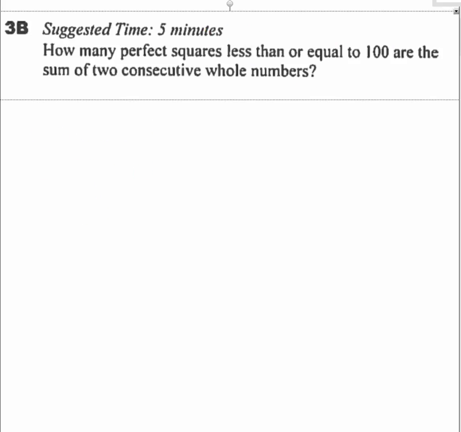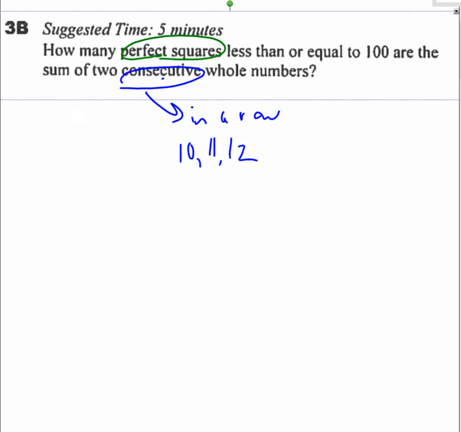Let's look at the second one. So a lot of you were challenged with this one because of two words. The first word was perfect square, and the second word was consecutive. So I'm going to deal with this one first. Consecutive means in a row. So like 10, 11, 12, those are consecutive numbers. Or 61, 62, 63 are consecutive numbers.